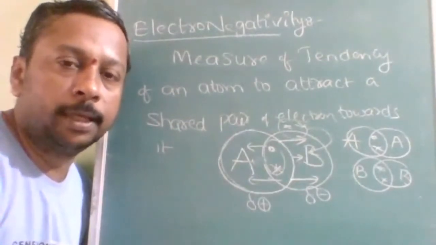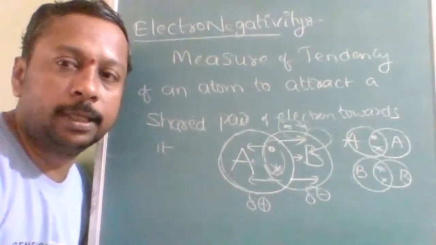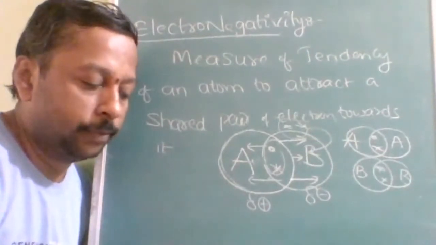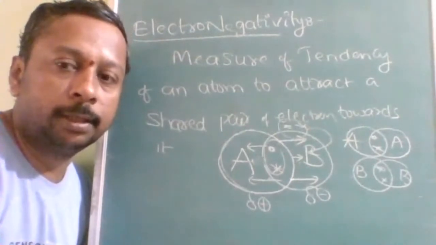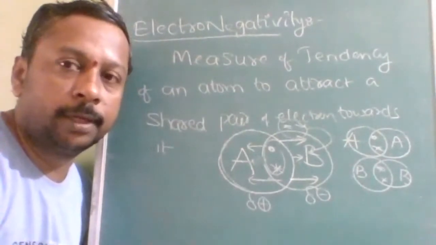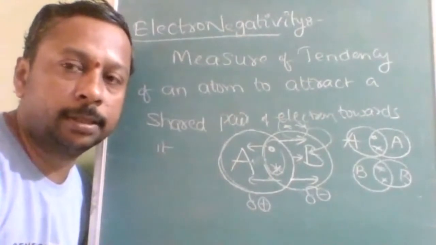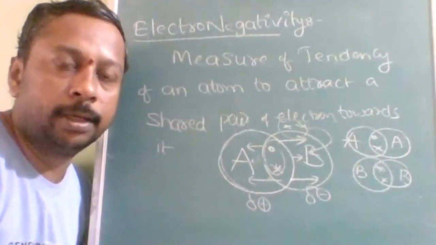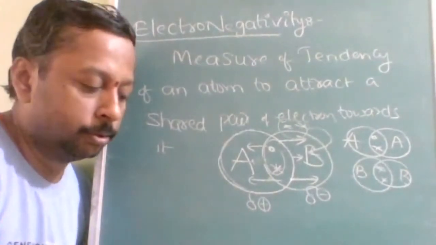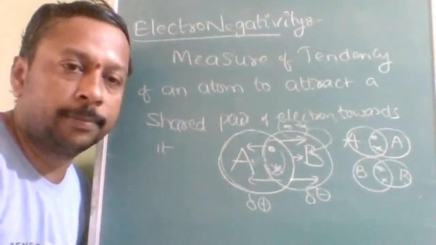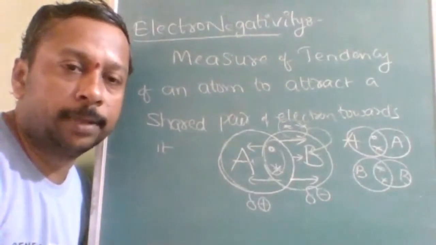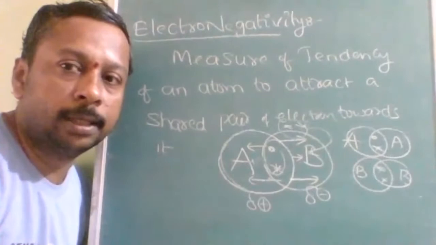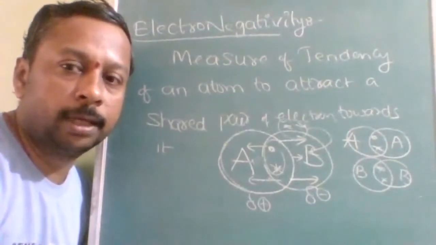But the problem with electronegativity is that it is not a physical quantity, so we cannot measure it. Temperature is a physical quantity, but this is only a tendency. Suppose somebody asks how good he is, then you cannot express it in terms of any units. You can say better than him, less worse than him. Like that you can compare.